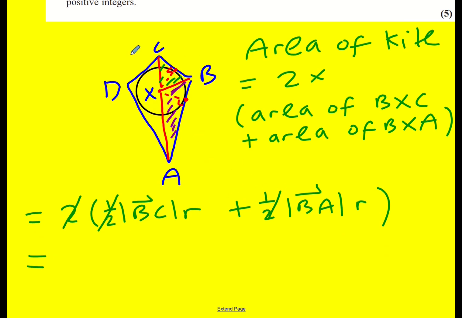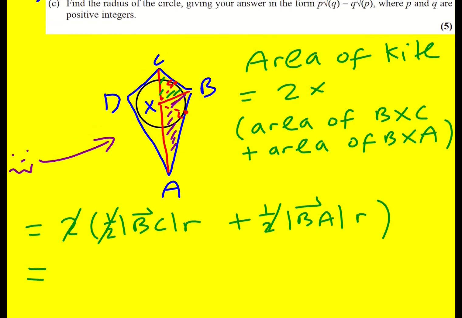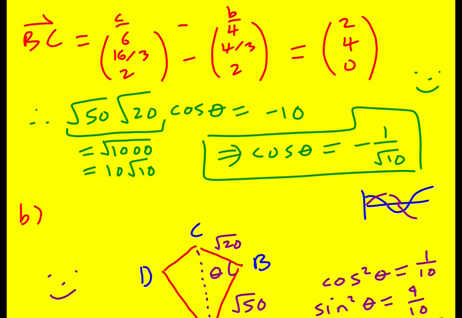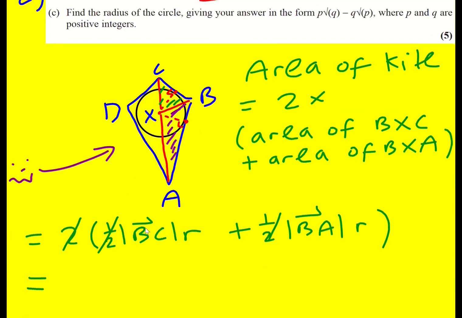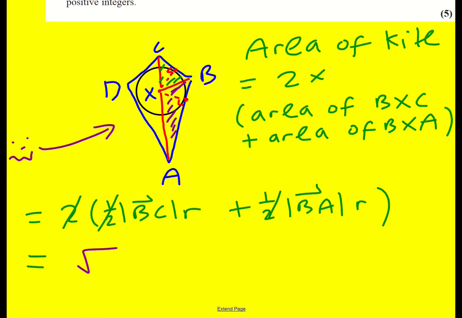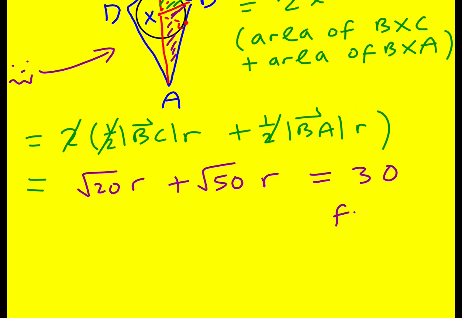This is the key to this question, and I don't mean to make it sound easy to get to this. Once you're here, you're okay, but it's realizing to do that. But maybe you managed it. Now remember, above we had that BC was root 20, BA was root 50. So root 20 R plus root 50 R, and that is equal to 30 from before.